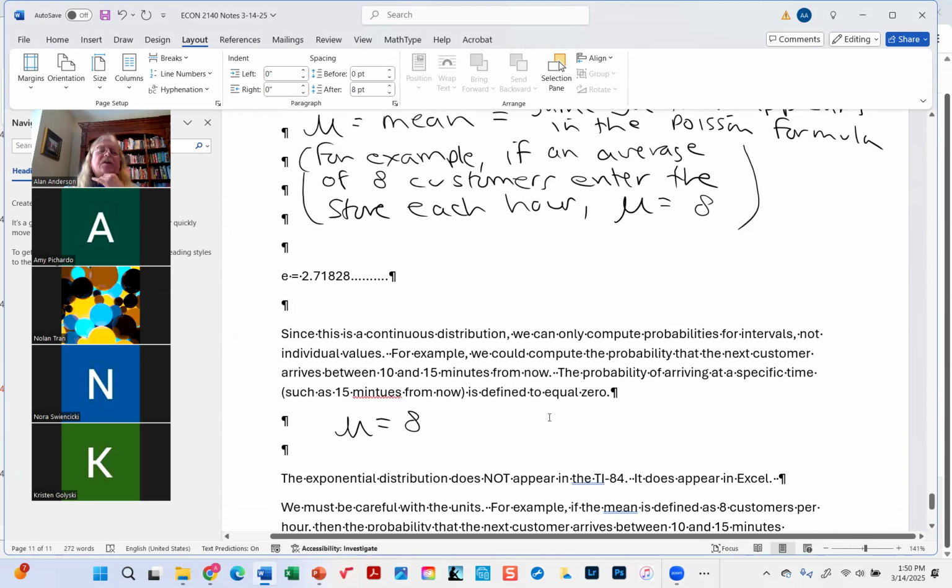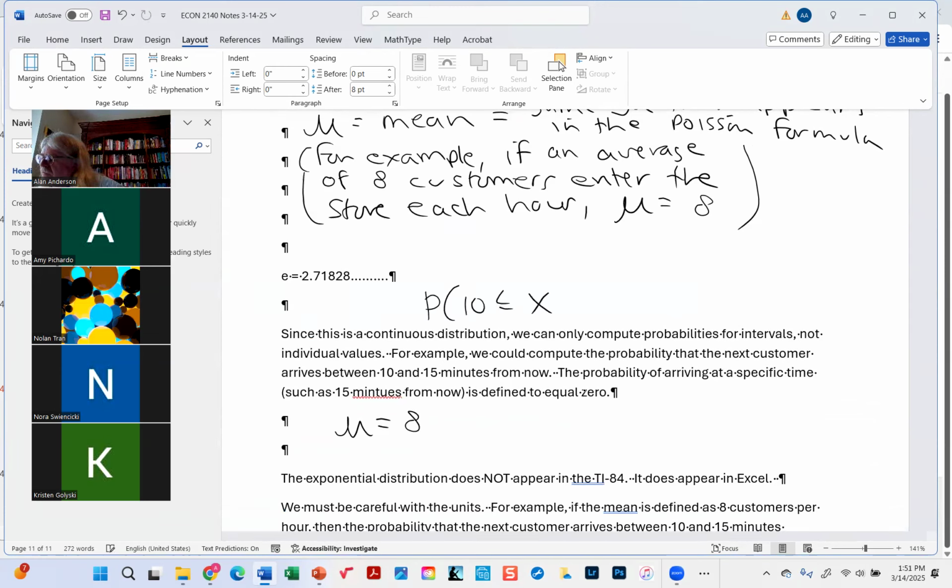Now, this is a continuous distribution like the other two in this chapter, so we can only calculate probabilities for intervals. Like, what if we want to know that the time until the next customer arrives is between 10 and 15 minutes? That's fine, we can do that one. But if we try to do something like this, it'll just be 0. Calculating probabilities for single values gives us a 0 when they're continuous distributions.